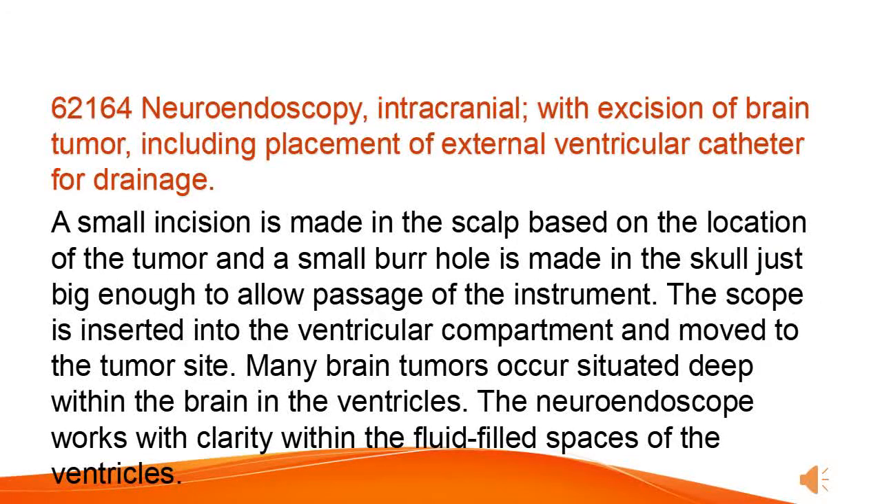Neuroendoscopy Intracranial, with excision of brain tumor, including placement of external ventricular catheter for drainage. A small incision is made in the scalp based on the location of the tumor and a small burr hole is made in the skull just big enough to allow passage of the instrument. The scope is inserted into the ventricular compartment and moved to the tumor site. Many brain tumors are situated deep within the brain in the ventricles. The neuroendoscope works with clarity within the fluid-filled spaces of the ventricles.